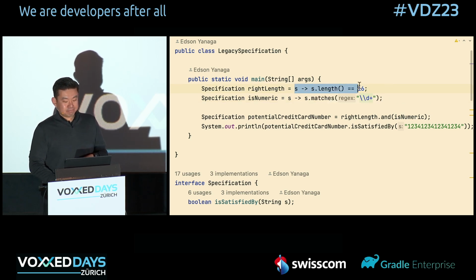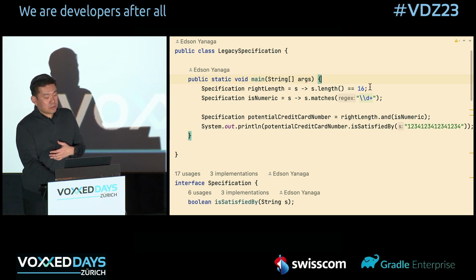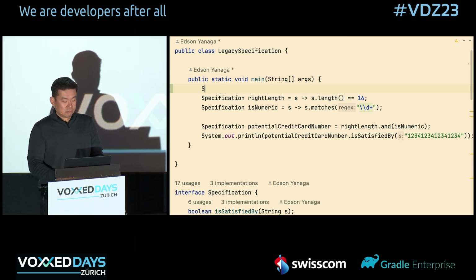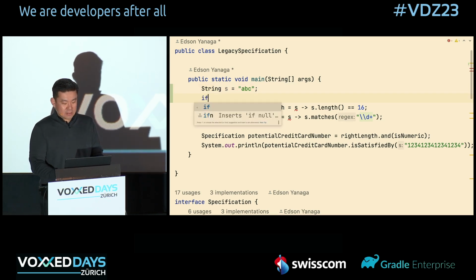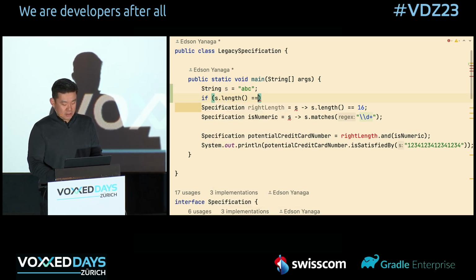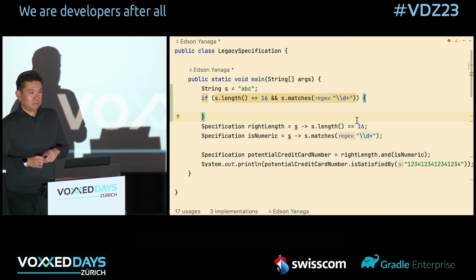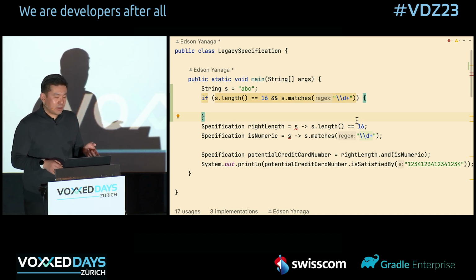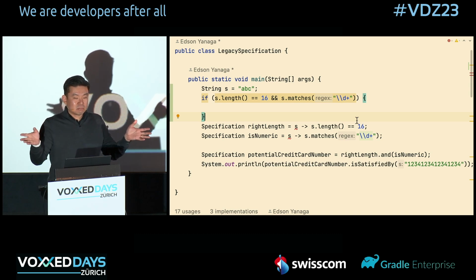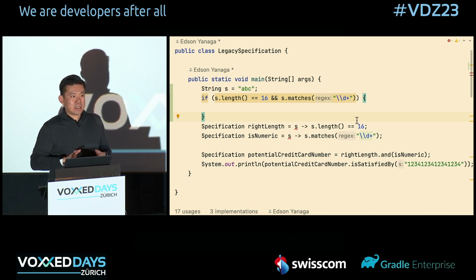So look at that. What I could do is get a string, for example, and write a statement like this. If s.length equals 16 and s.matches this particular regular expression. And when you're coding it, it makes sense. Two weeks later, you have no idea why you typed 16. It's a magic number. You have no idea why you created this regular expression because nobody gave it a name.